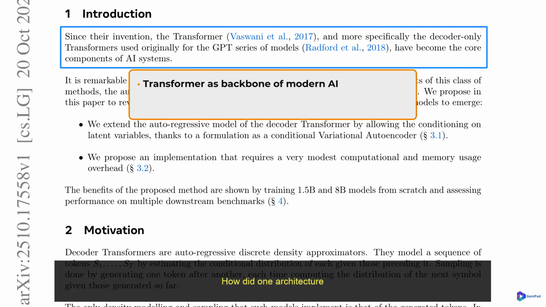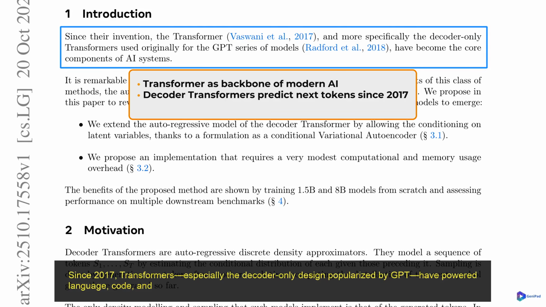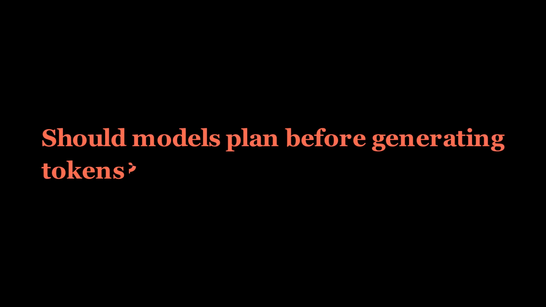How did one architecture become the backbone of modern AI? Since 2017, transformers, especially the decoder-only design popularized by GPT, have powered language, code, and multimodal systems by predicting the next token from the previous ones. Their simplicity and effectiveness made them the default choice for generative modeling.